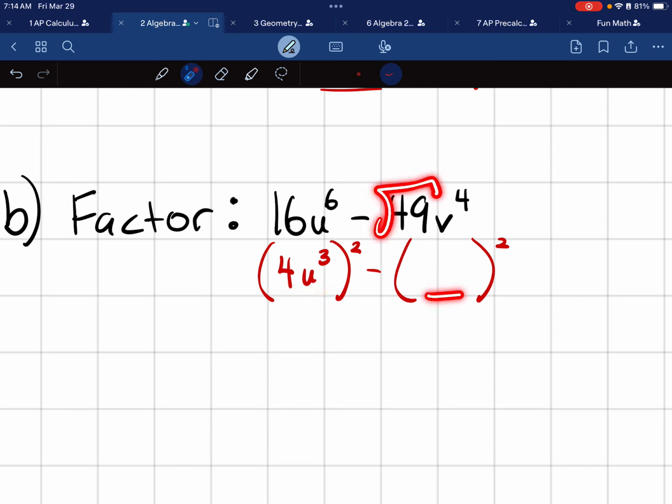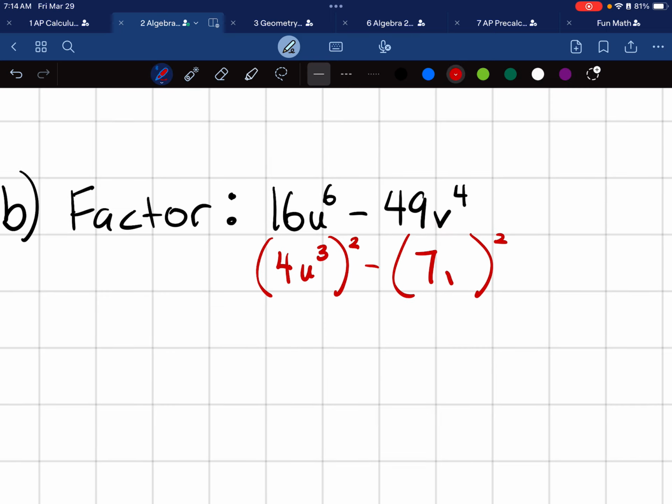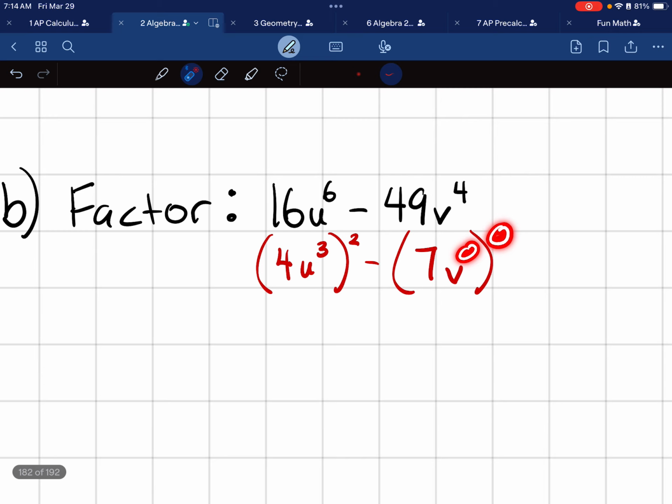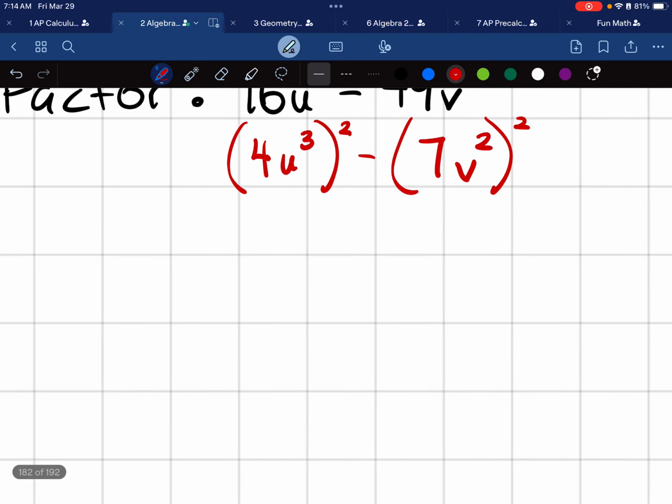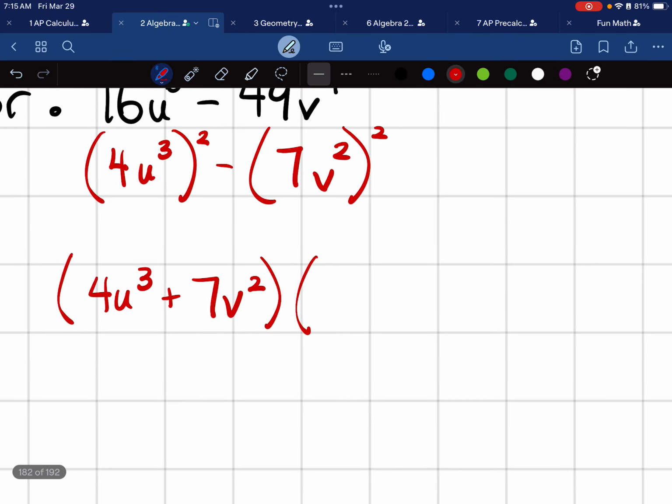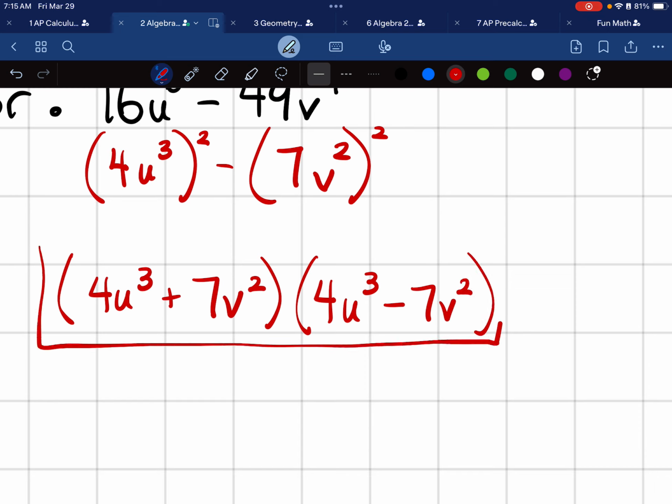Over here, square root of 49 is 7. And then v. So it's going to be a v to some power. Remember, this power times this power will be 4. So what times 2 is 4? 2 times 2 is 4. And I'm ready to write this as a conjugate pair. So this is going to be 4u to the power 3. I'm going to do plus first this time. I'm just going to be random here. 7v squared. Okay, so that's the first conjugate. This is the other with the minus sign. It's 4u cubed minus 7v squared. And there's our final answer.